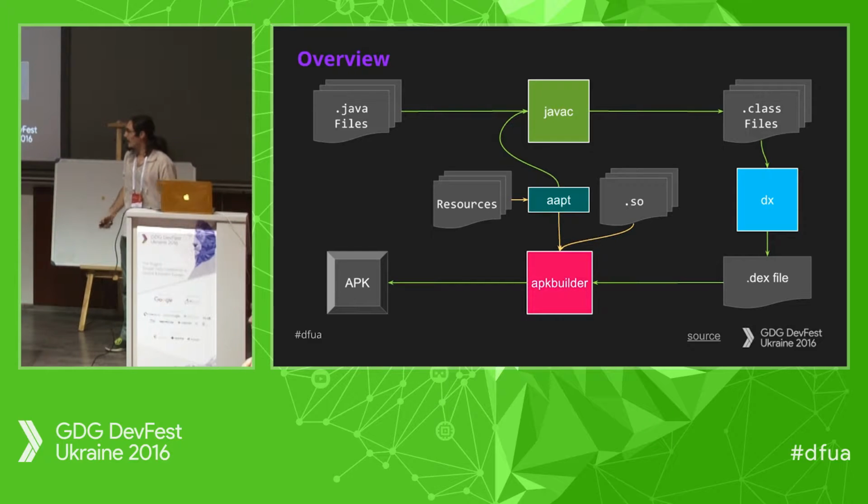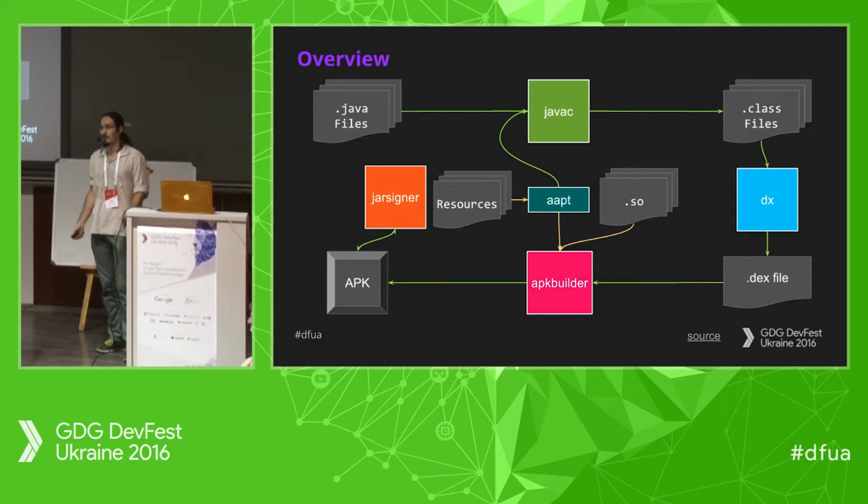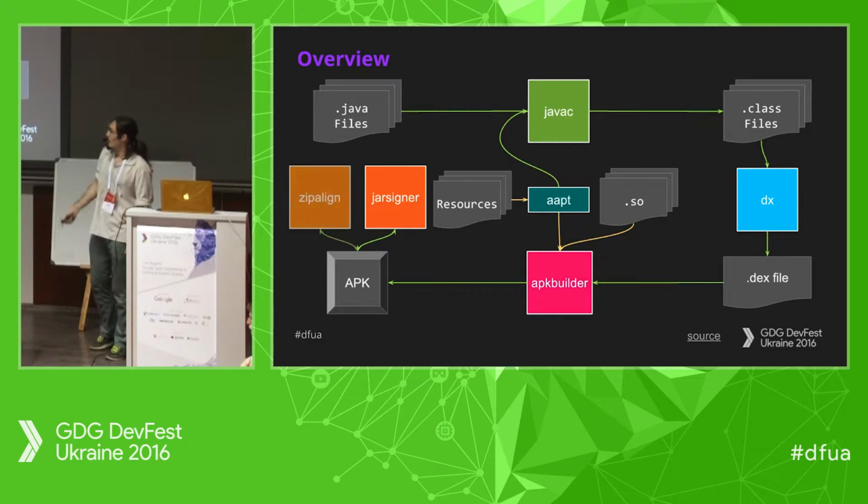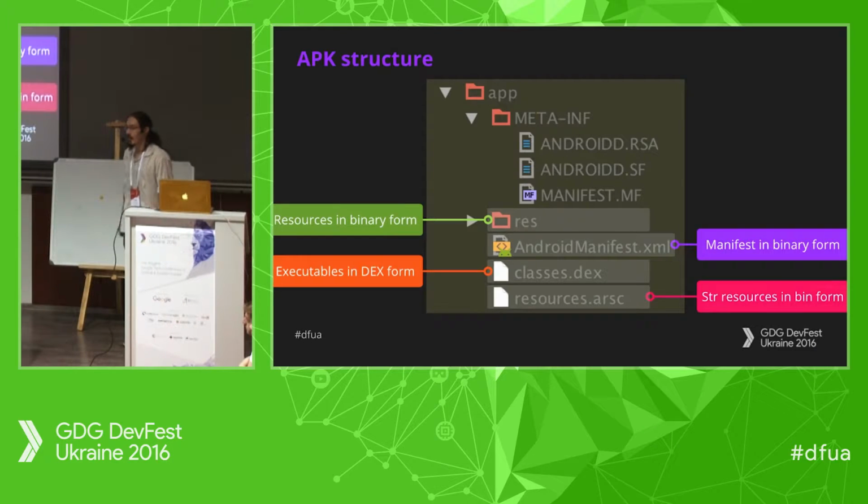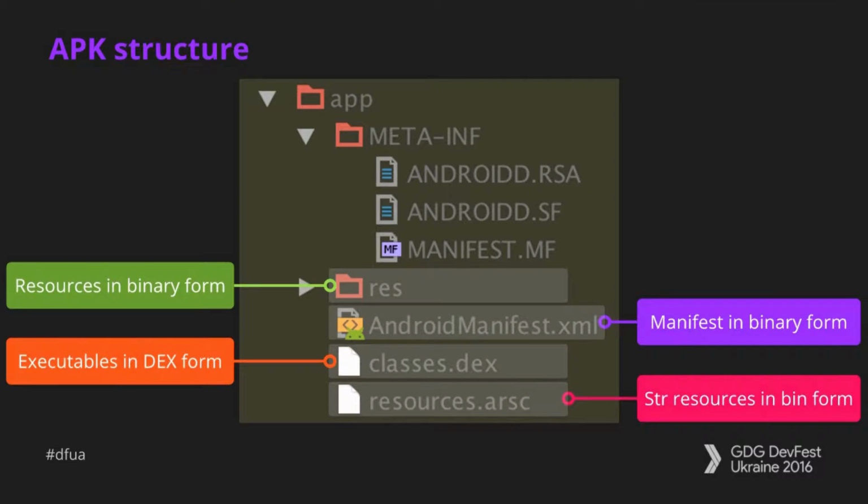APK is very much like a jar archive. Actually, it's an ordinary zip archive. So we can use any tools from the Java SDK to process this APK file. For example, we can use jarsigner to sign this APK. Why we should sign, I'll explain in a couple of moments. And the last step, we align our APK because an aligned application can be loaded into memory faster. As a result, we have such a package.